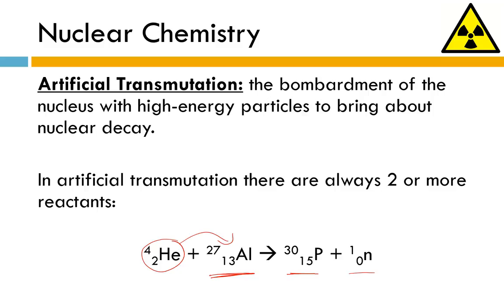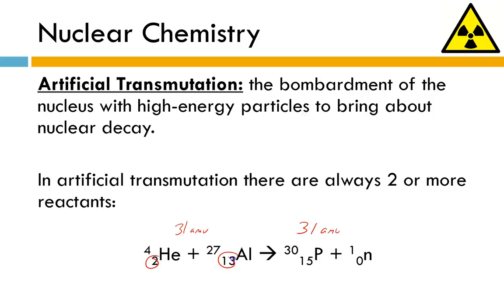The same rules apply for artificial transmutation equations as for natural transmutations. More specifically, you need to make sure that the mass of the reactants and the mass of the products are equal. We can do that simply by looking at atomic mass. So 4 plus 27 equals 31 amu on the reactant side, 30 plus 1, good math I can handle. It's 31 amu on the product side as well, so we're balanced for mass, and we balance for charge.